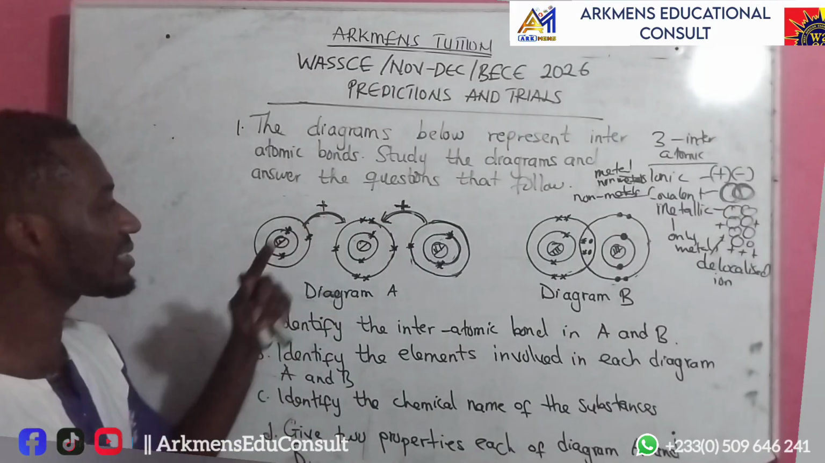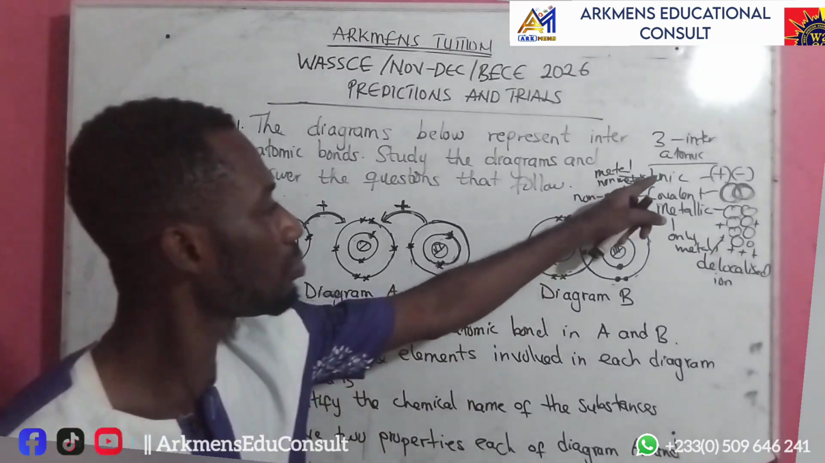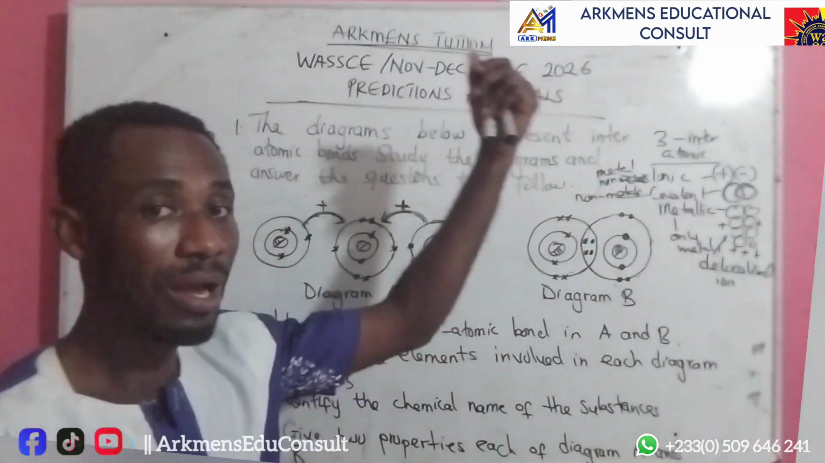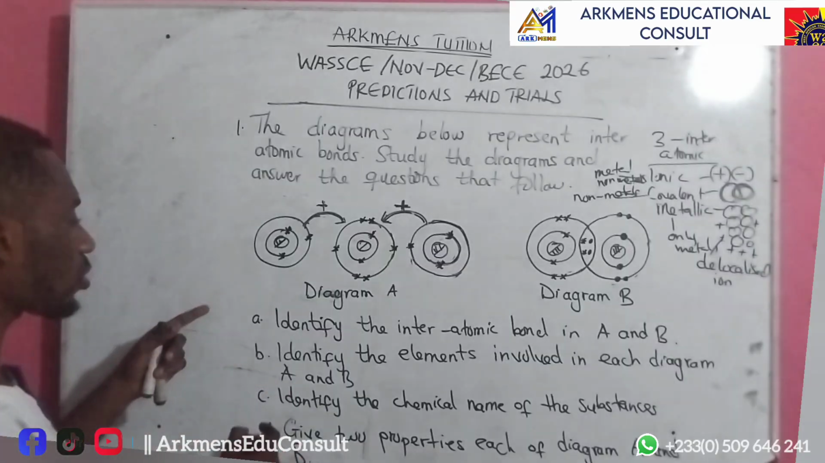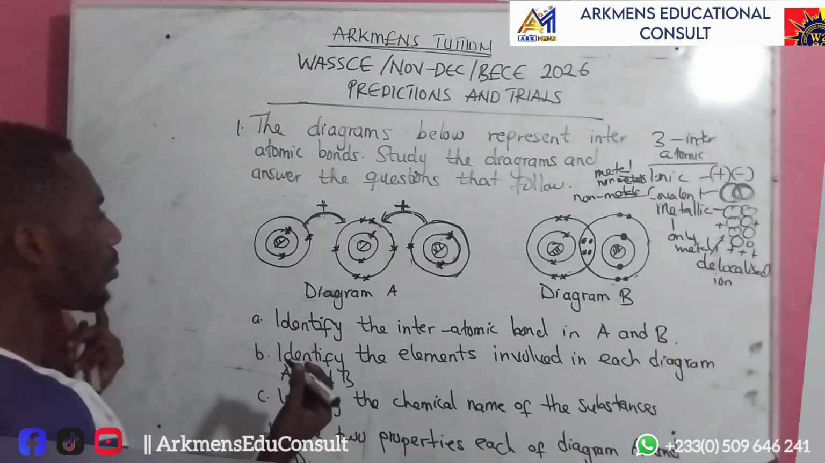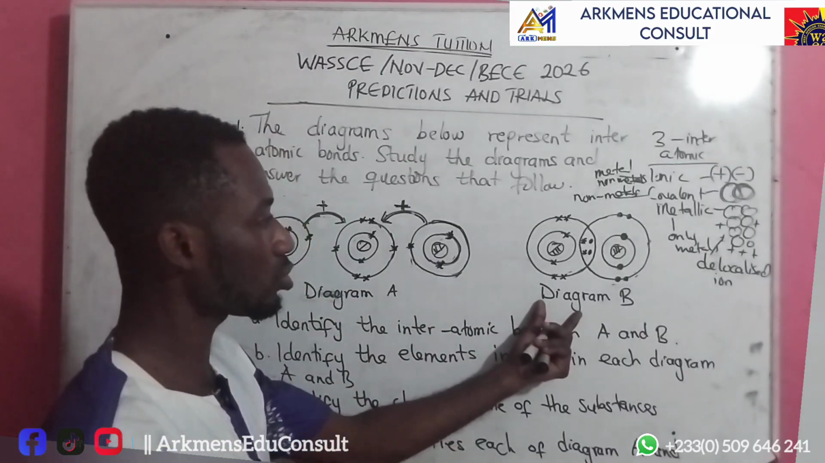So if you are seeing this sign plus there, what type of bond is it? Ionic bond, exactly, because they give out, or another one will also receive. So because of that, diagram A over here becomes what? Ionic bond. So this becomes ionic bond, and diagram B becomes what?